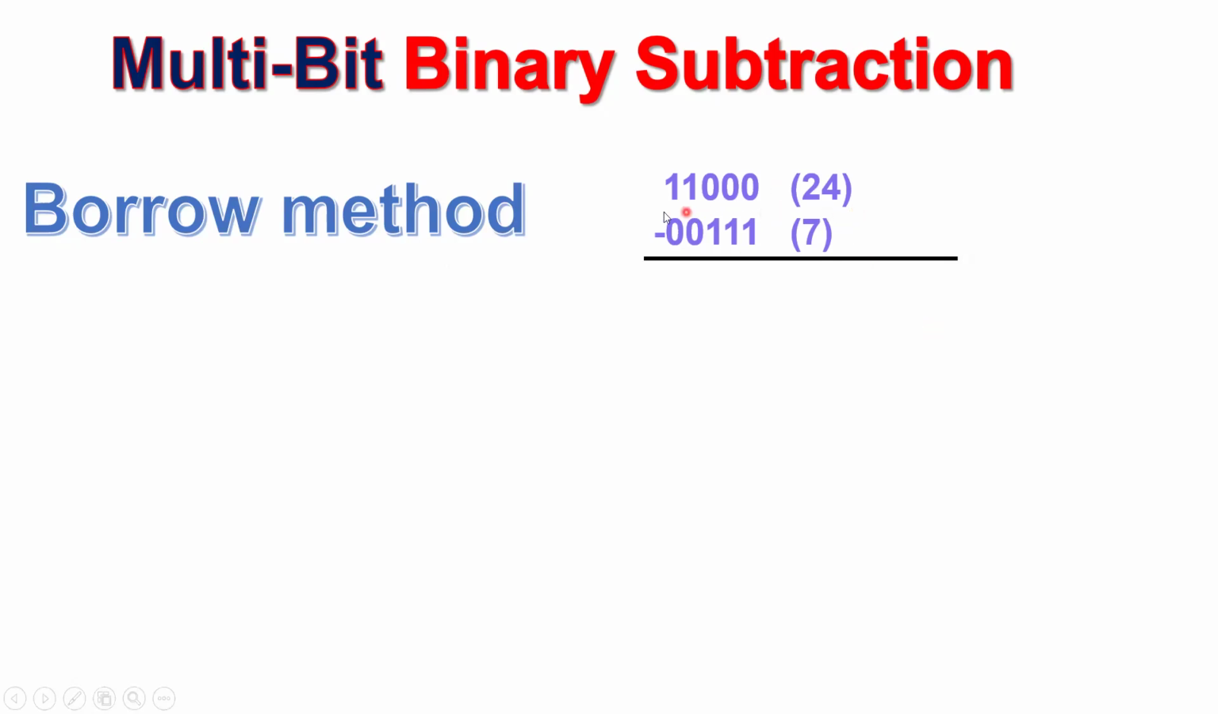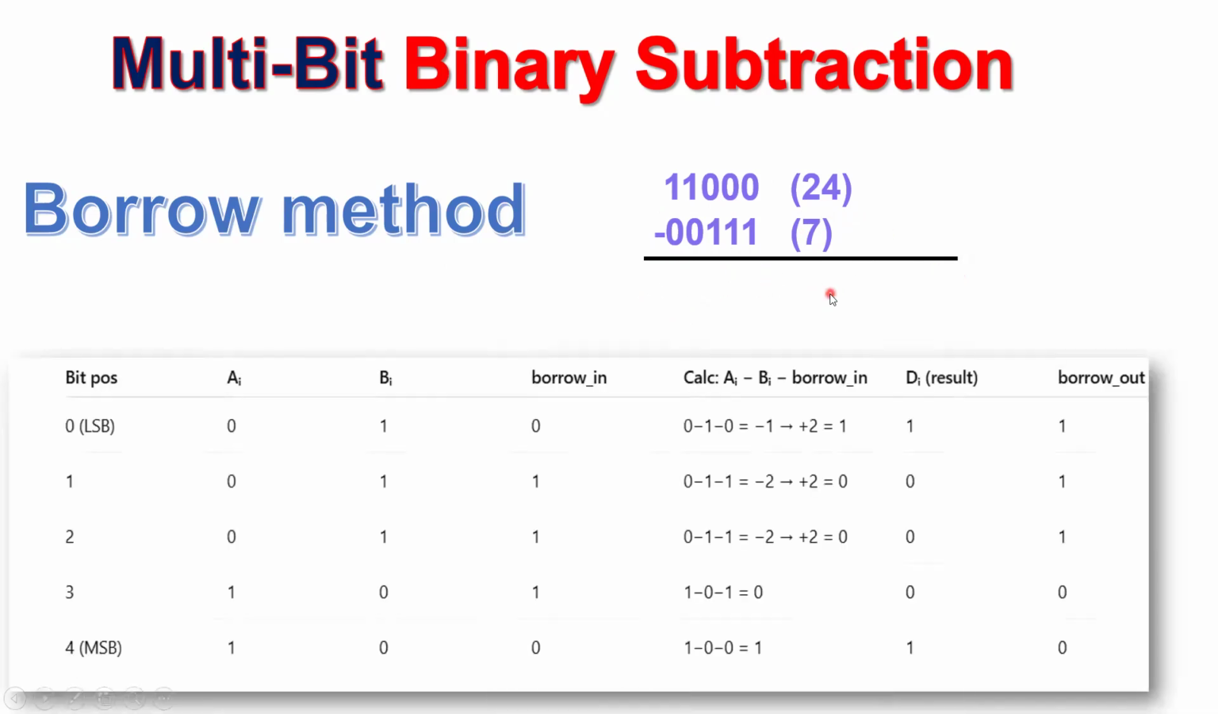Let's say you have these 5-bit numbers. Number A, in decimal it is 24. You have number B, again 5 bits. In decimal it is 7. Obviously, if you do the decimal subtraction, the difference is 24 minus 7, which is 17 in decimal. And we need to now write the binary equivalent of number 17. So how do we do that? You can see how the subtraction is done by means of the example.